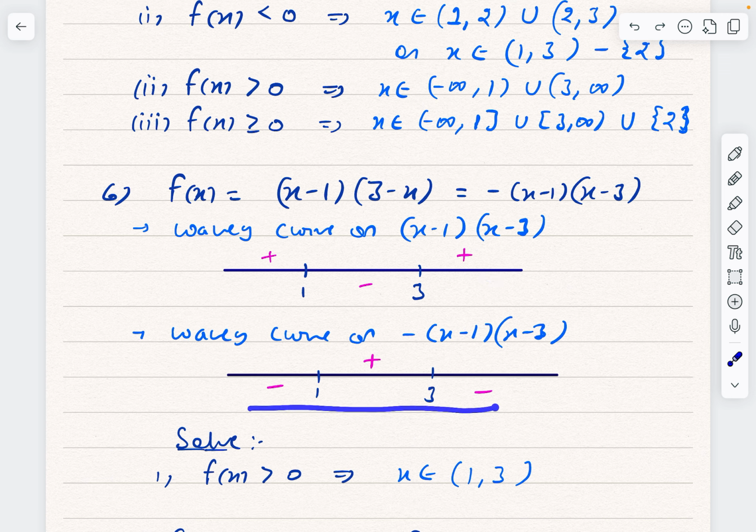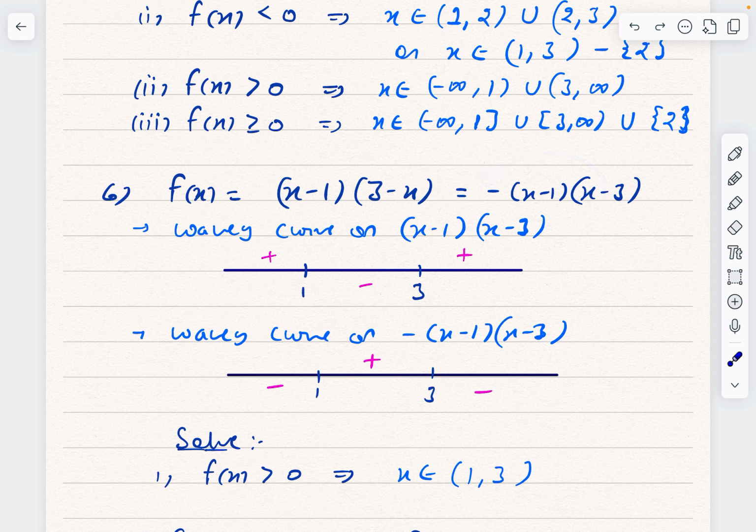So we get our wavy curve here, and they want f(x) to be greater than 0. We can take the region between 1 and 3, so it'll be open 1 to open 3. Keep one thing in mind: x has to always be positive. If it is not positive, we make it positive by taking the negative outside.